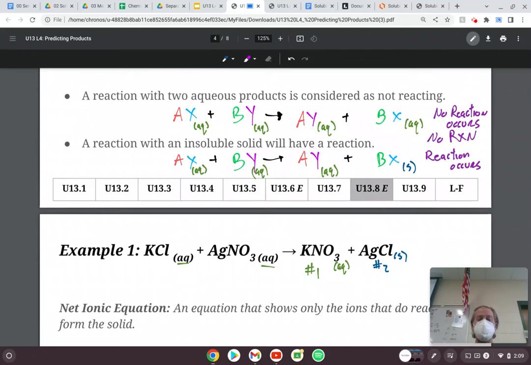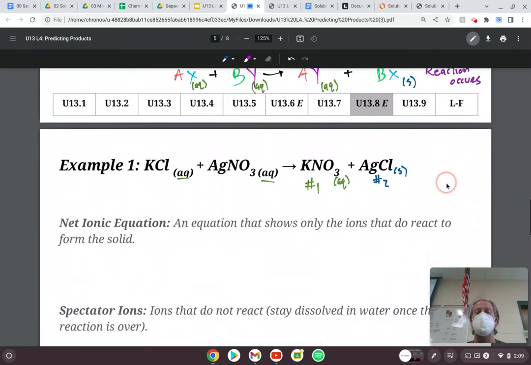Okay. Now, the next thing that you have to do is write something called the net ionic equation. And to discuss the net ionic equation, I like to give you this example here. So here's the deal. You're walking down the hallway with your posse, your clique, your entourage, your peers, your friend group, I don't even know.